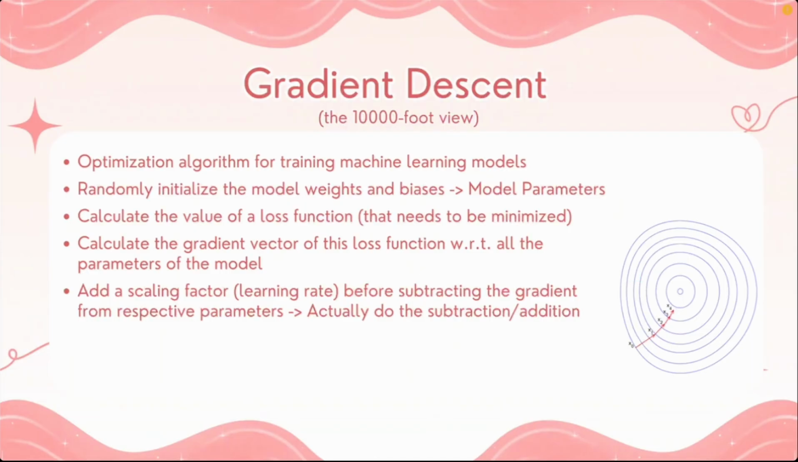And in terms of machine learning, what you do is in the gradients you add a learning rate so that you don't converge very quickly. You go slowly. That is basically what a gradient descent algorithm is.